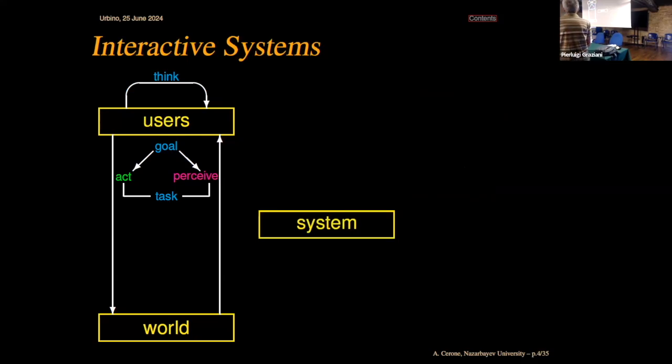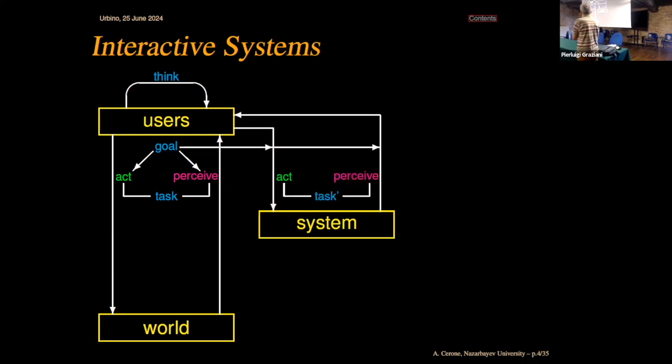So we have something which is a system. The interaction doesn't occur directly with the world, but it's mediated through a system. So the actual task, the original task, is changed. It's not the task we had before, but a new task.